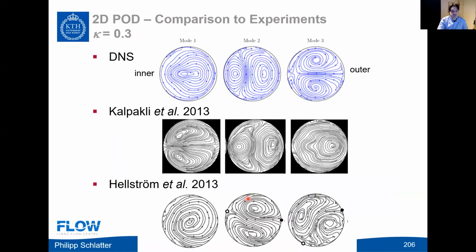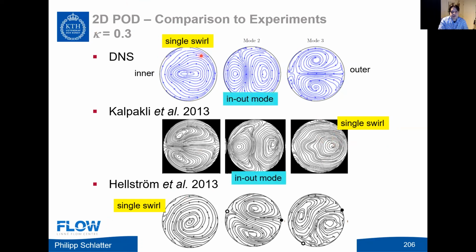So if you look at what you get from experiments, we have here the two lower rows corresponding to experiments, one by Kalpakli and the other one by Hellström some 7-8 years ago. And they have actually kind of distinct flow structures, a little bit distorted depending on how well the symmetry of the flow was controlled. But we did the same thing now in the simulation, and we got the upper picture, where you can kind of see that there are similar types of structures in the simulation and in the experiments.